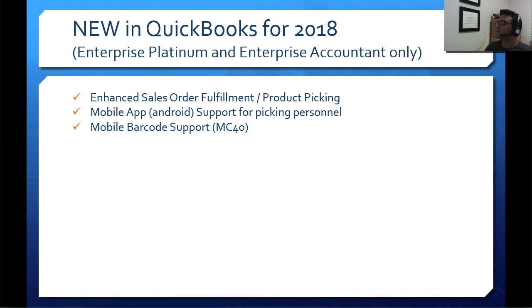Okay, so let's move on to the last piece, which is the new features for QuickBooks 2018. And it essentially is kind of 2 new features. One is an enhanced sales order fulfillment screen, specifically for planning product picking, and then a new support for a mobile app. Now you can use a regular Android device for the mobile app, or you can use a barcode enabled Android device. So we'll talk about both.